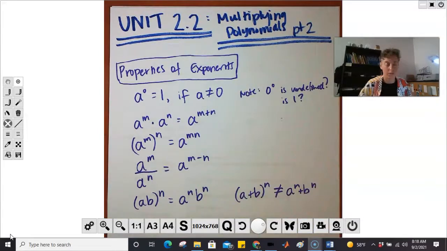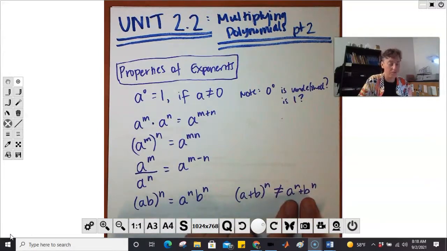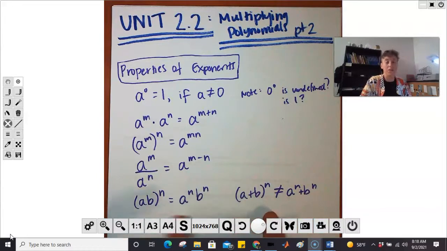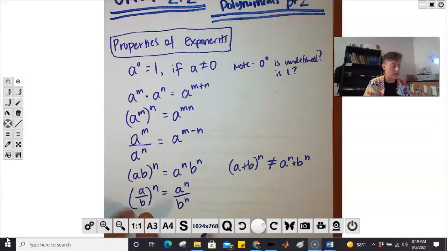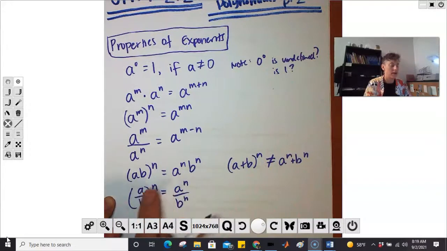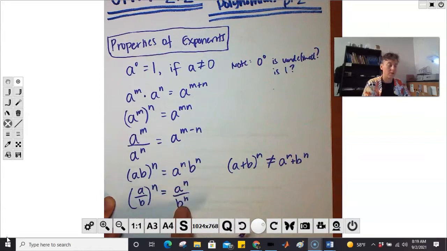That's not true. Okay, so it certainly wasn't true where they were being multiplied, and it's still not true that you can distribute the exponent if the things inside are being added. If they're being multiplied, go for it. That's perfectly legal. And our last property, very similar to the multiplication one. If we are dividing two numbers, and there's an exponent on the outside of the parentheses, we can distribute that exponent to both of the numbers being divided. Again, totally legal. These are your 6 properties.